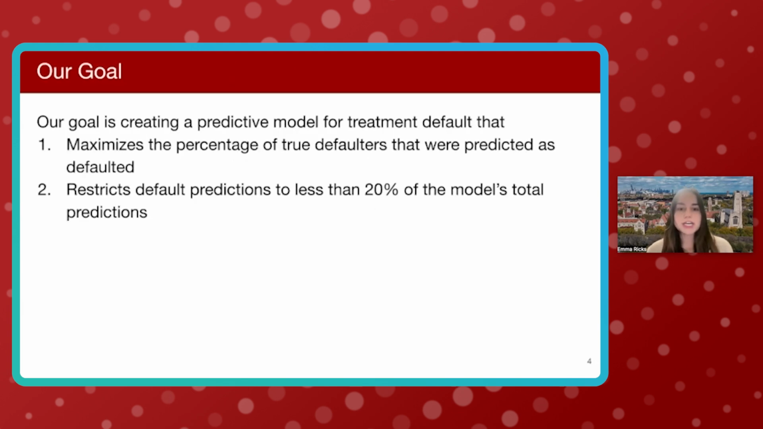The goal of our project is to create a predictive model for treatment default that meets the requirements of maximizing the percentage of true defaulters that were predicted as defaulted. We restricted the proportion of defaults that are predicted by the model to 20%, since the IRC has limited resources to actually target patients at risk of default, and because of that, they need to ensure the proportion of predicted defaulters is restricted to be compatible with available resources.